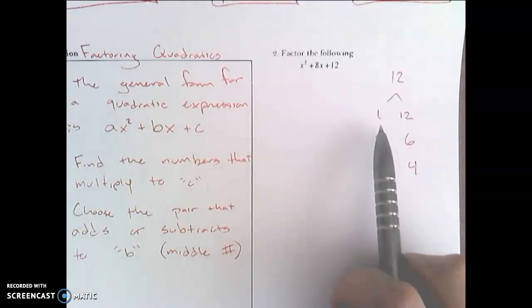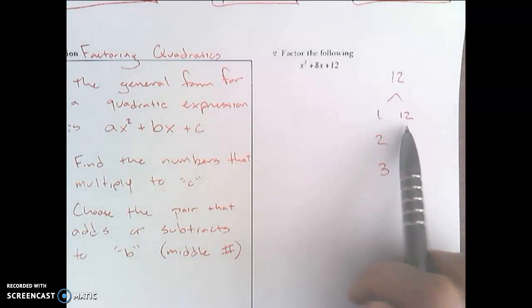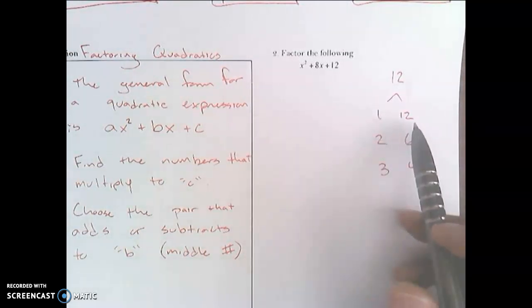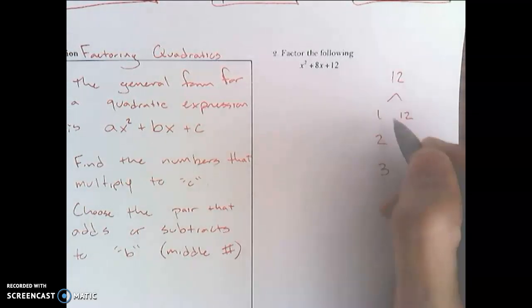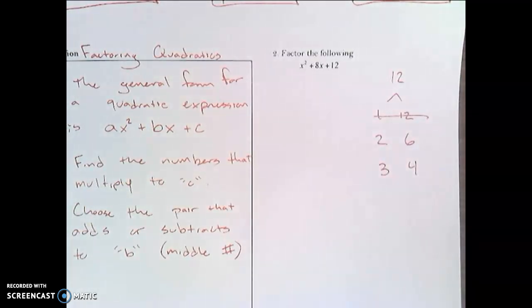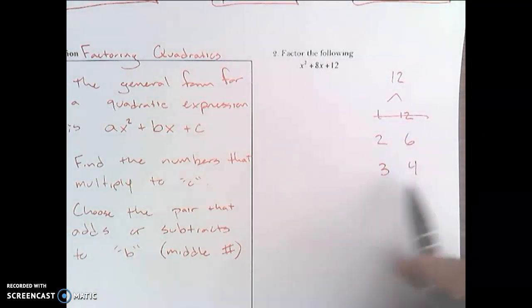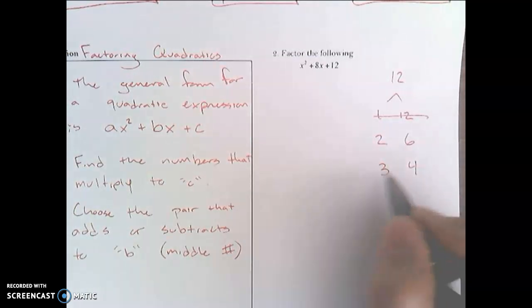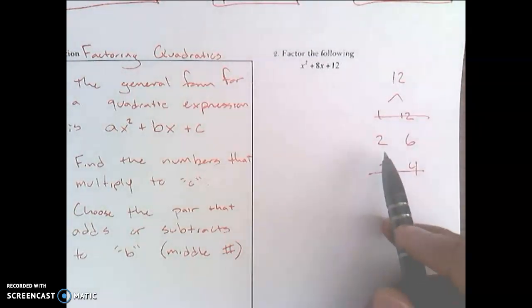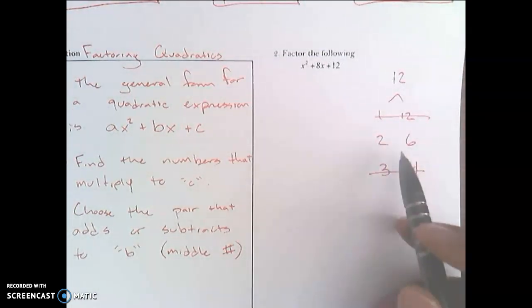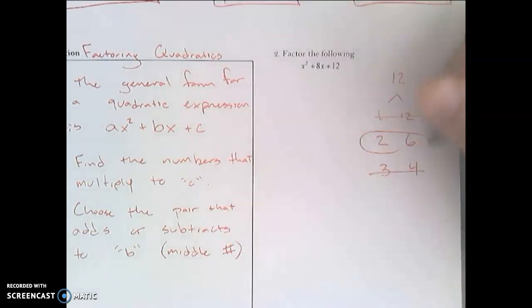So is there a way that we can add or subtract 1 and 12 to get to 8? No, let's see. 1 plus 12 is 13. 12 minus 1 is 11. No, we can't use that and ever get to 8. What about 3 and 4? So we could add them, we get 7. We subtract, we can get 1 or negative 1. It's not that. 2 and 6, we can try that. So 2 plus 6, that gives us 8. So this is our pair of terms that we're going to be using.